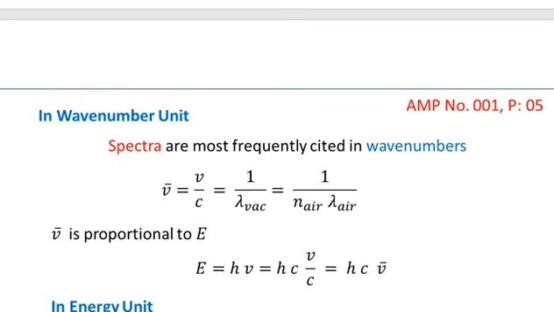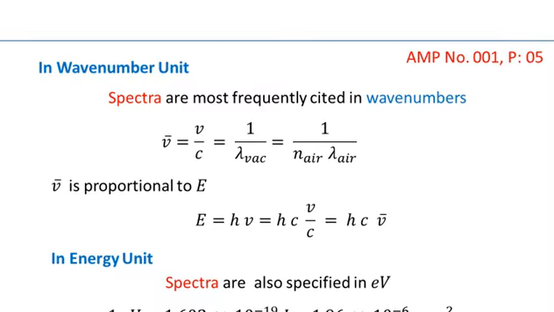The next quantity for measurement of the wavelength is the wave number. The spectra are most frequently cited in wave numbers, and this also has historical advantages. The wave number is defined by nu bar. If you have the frequency with a bar over it, that is nu bar, the wave number, and this is given by nu over C. And this nu over C is equal to 1 over lambda vacuum, because C, the velocity of light, is defined in vacuum. So we have used the wavelength in vacuum over here.